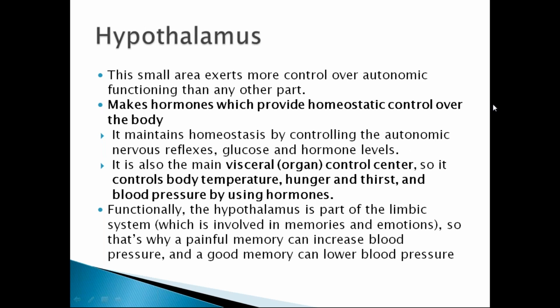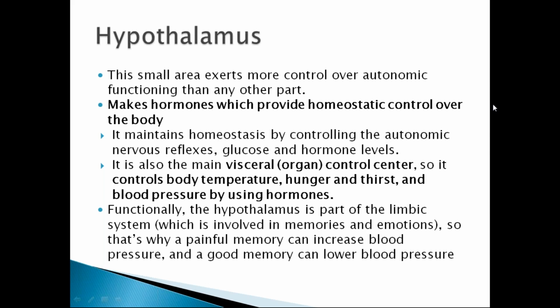Now you have your hypothalamus underneath it. This small area exerts more control over our autonomic functioning than any other part. It makes hormones which provide that homeostatic control over the body. Maintaining homeostasis by controlling the autonomic nervous reflexes, glucose, and hormone levels. It is also the main visceral organ control center. So it controls body temperature, hunger and thirst, blood pressure by using hormones.